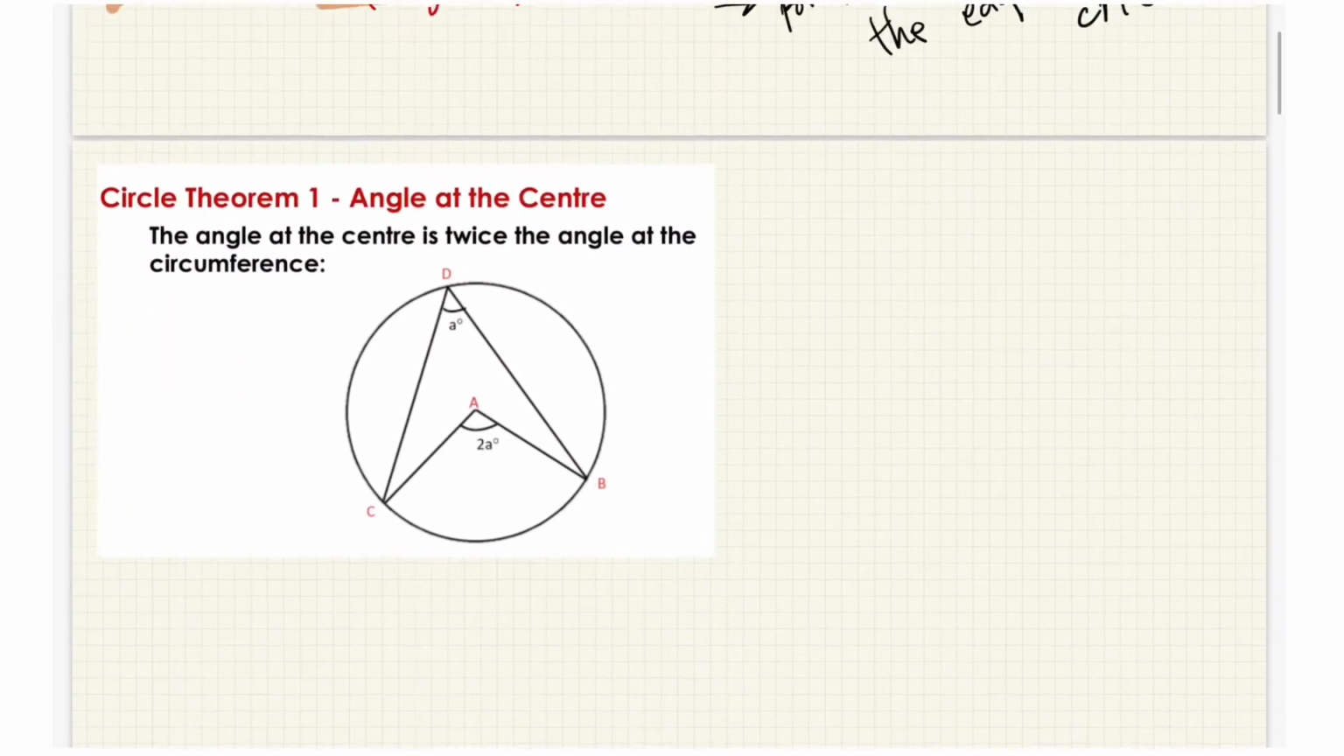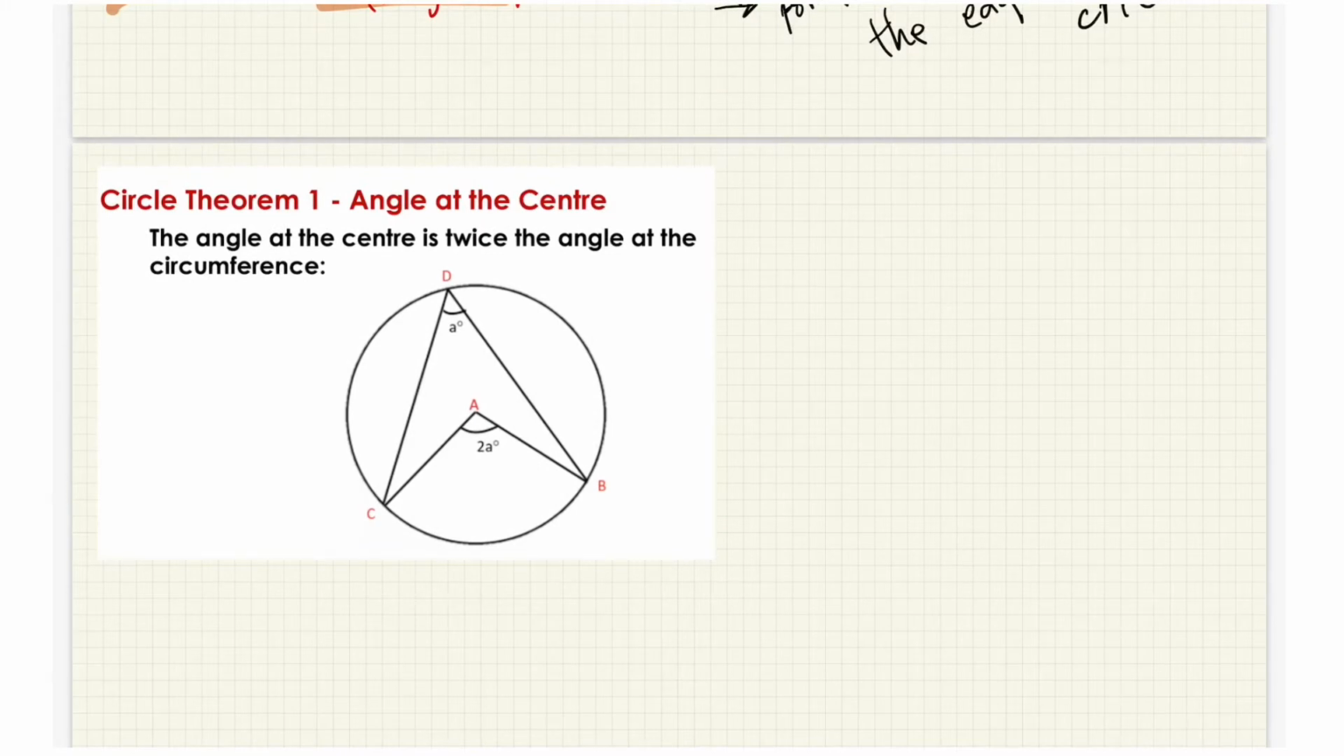The first theorem: angle at the center. The angle at the center is twice the angle at the circumference. Remember the words: the angle at the center is twice the angle at the circumference.